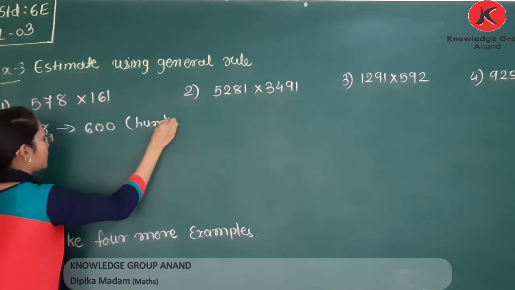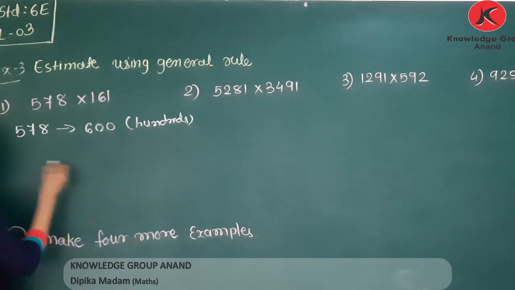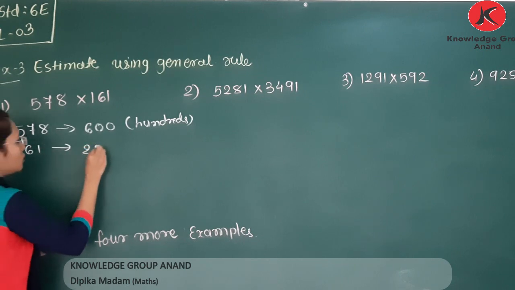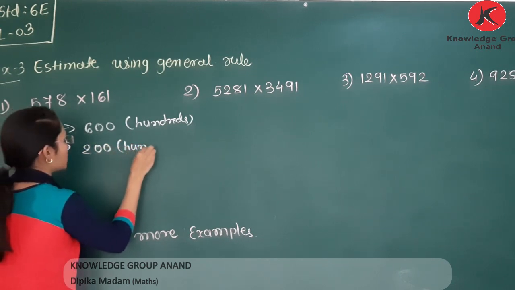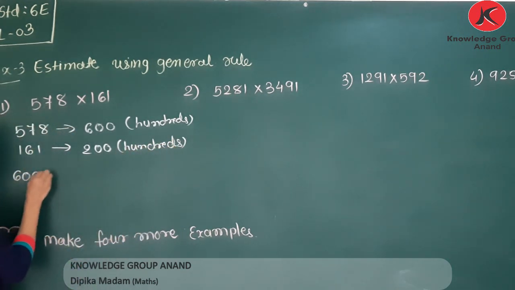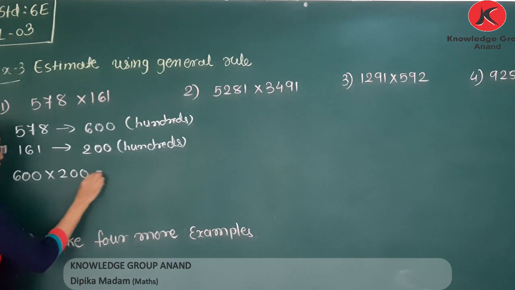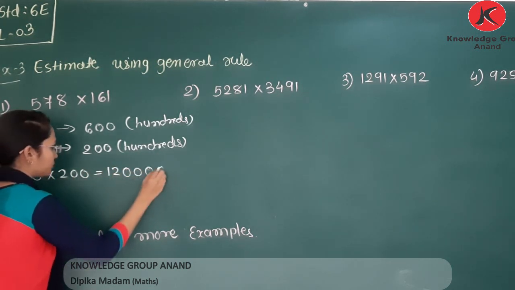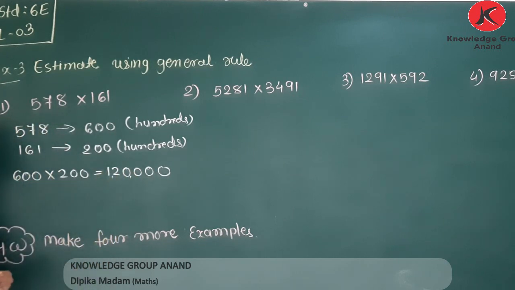In brackets, it is the 100 estimation. 161. It is between 100 and 200. What is the nearest value? Of 100 and 200, which is nearer? 200. So it is 200, again 100 estimation. Now perform the multiplication. 600 multiply 200. 6 twos are 12 and four zeros at the end. So 1,20,000 is the estimated answer.